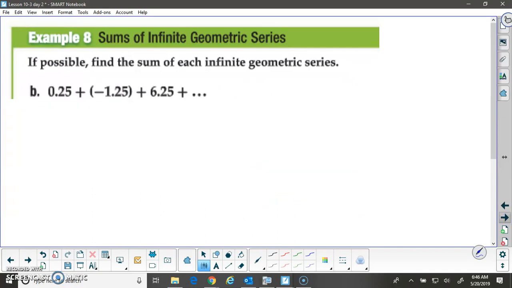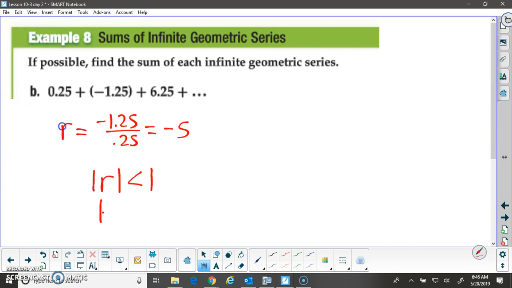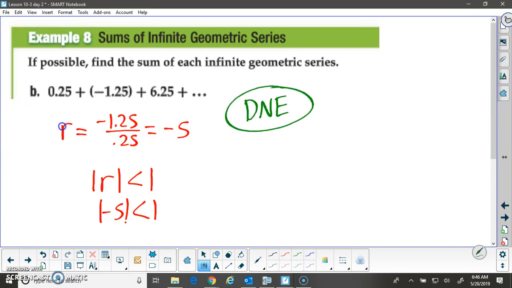Same directions on the next problem. It says, if possible, the infinite geometric series. Well, we start off by finding the common ratio. And the common ratio is found by taking the second term and dividing by the first term. And you can see here that gives us a -5 for a ratio. Well, the stipulation was the absolute value of r has to be less than 1. And since the absolute value of -5 is not less than 1, we cannot find the sum of this. It does not exist. So that's why the directions said, if possible.